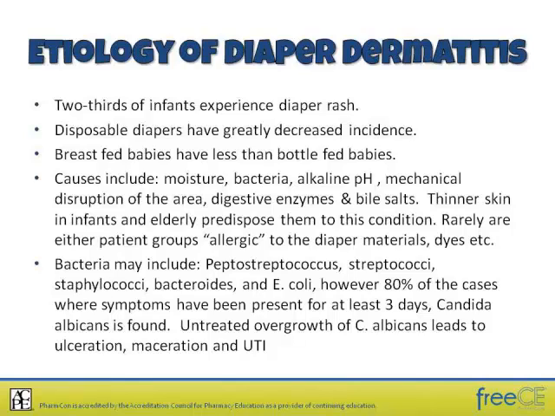The bacteria may include the Streptococci, Staph, Bacteroides, and E. coli. However, 80% of the cases where symptoms have been present for 3 days, where it's really a problem, we're going to see Candida albicans. Good old yeast is going to be growing there. Untreated overgrowth of Candida albicans leads to ulceration, maceration, and can also lead to urinary tract infections.